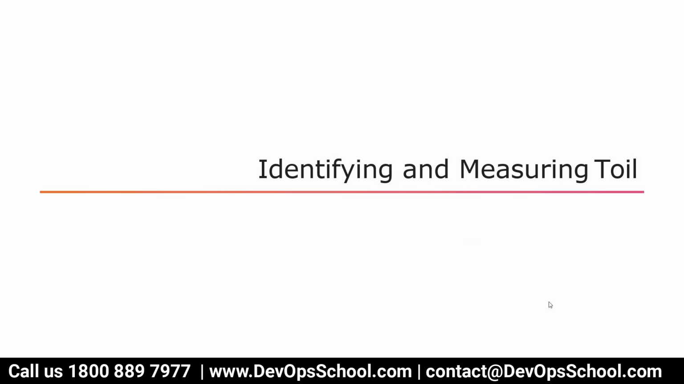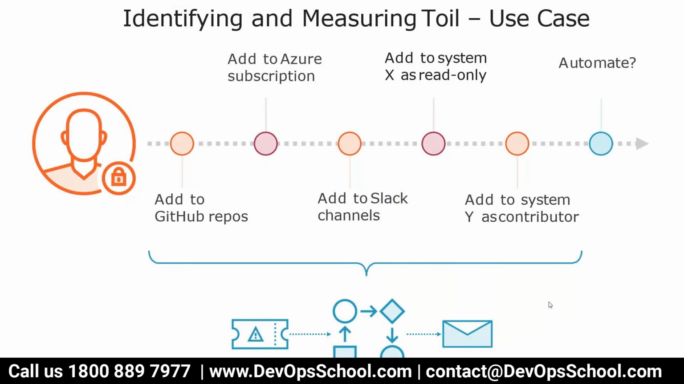Now how do we identify and measure toil? Identifying and measuring toil is very important work as part of SRE, and this is something you have to do. Let's understand with this example. There's one scenario: one person is joining our organization, and the person is supposed to have access to a GitHub repo, and you need to add him to the Azure subscription. You need to add him to multiple Slack channels, provide read-only access to some systems, and make him a contributor to some system, whatever it is. Now the question is, can we automate this?